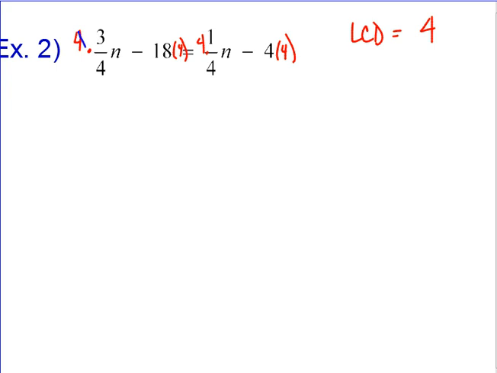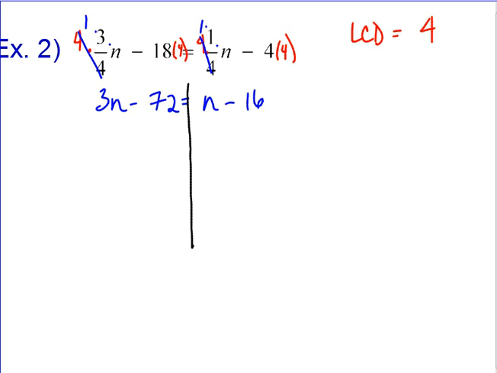So 4 will go into 4 one time. 1 times 3 times n is 3n. 18 times 4 is 72. And the 4's here will cancel, giving us 1 times n, which is n, minus 4 times 4, which is 16. Split the sides here to see what's going on.